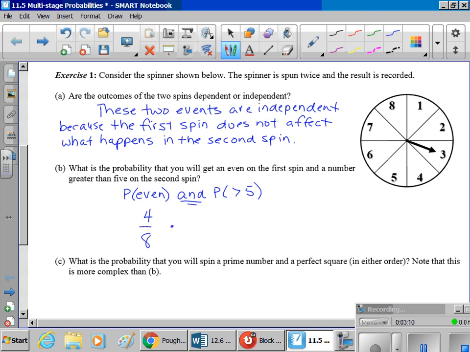Now again, instead of using this and, we could use this and, which kind of means the same thing. So 4 out of 8, and how many numbers are greater than 5? 6, 7, and 8. So 3 out of 8. Multiply them and we get 12 out of 64. You can leave it like that, or you can make it 3 out of 16, or you can represent it as a decimal. Remember, probability is one of the places in mathematics where reducing isn't always necessary.